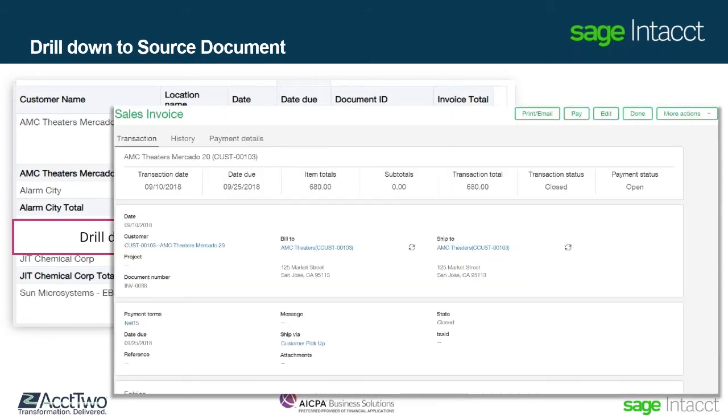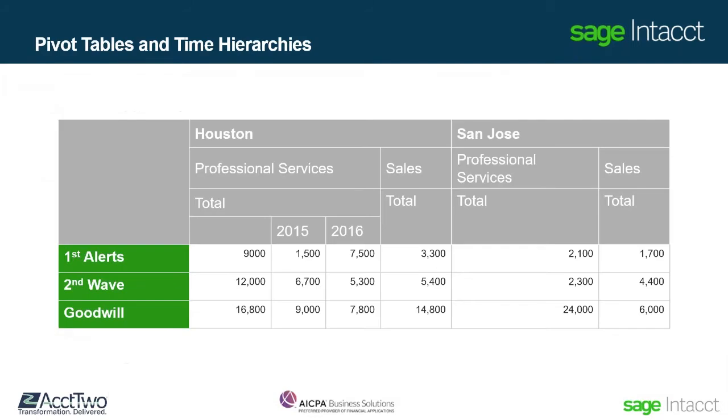So this is nothing new. We do this all the time. You're doing it from your dashboard. You're doing it on any report. You're drilling down to the source transaction. So you'll be able to do that here with ICRW as well.